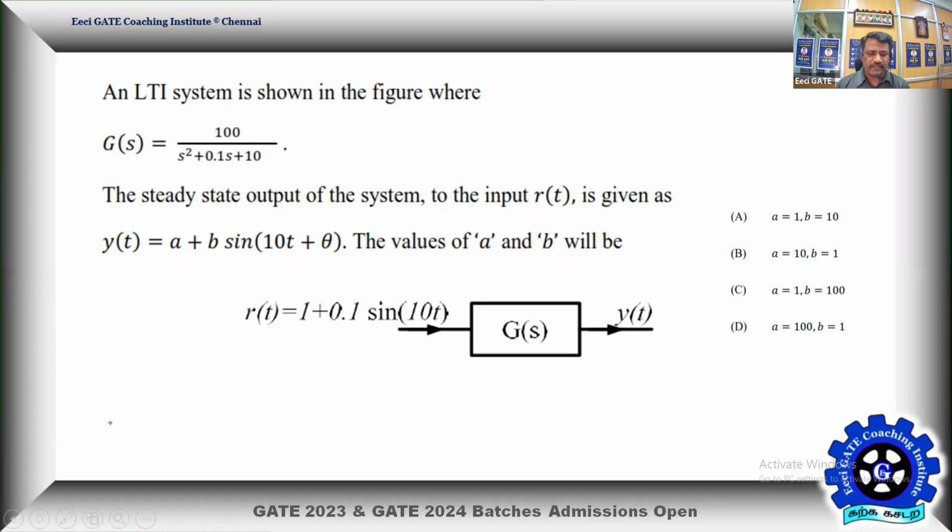The output y of t is given as A plus B sine 10t plus theta, and the input is also given, that is 1 plus 0.1 sine 10t. So the problem is the given system is allowed to reach steady state, and then we need to comment on the output. Then how to approach this problem? Okay, we'll see.